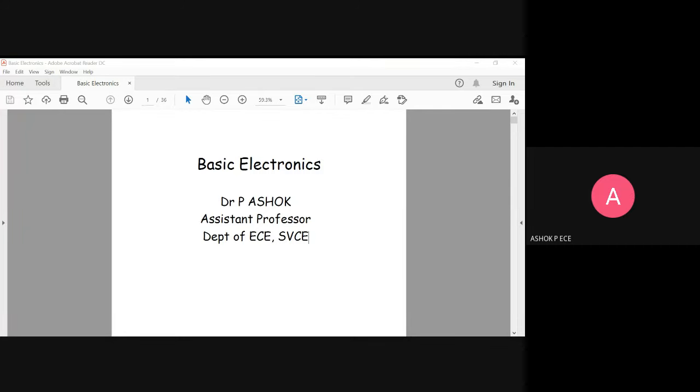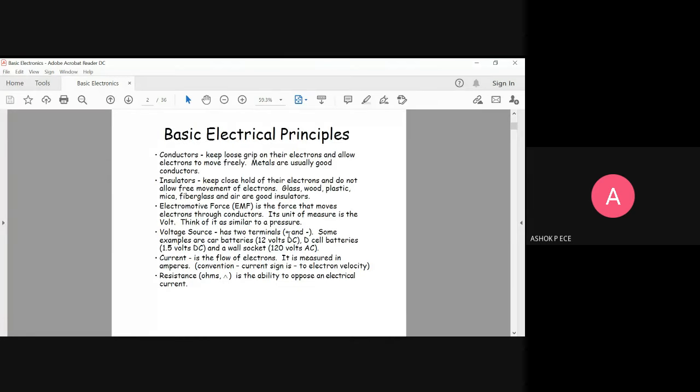Okay, so you are able to see my screen. We'll slowly go into the concepts of electronics. In electronics, we have materials. There are a lot of materials available. One such material is called a conductor. You should know what a conductor is. A conductor is a material which allows the free movement of electrons. That is a conductor.